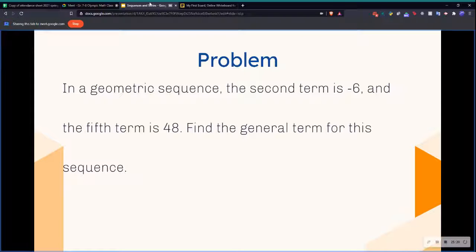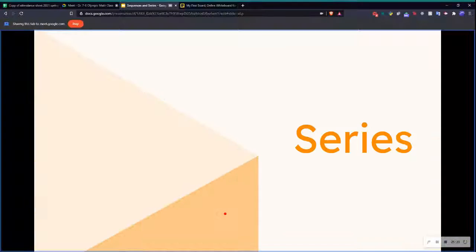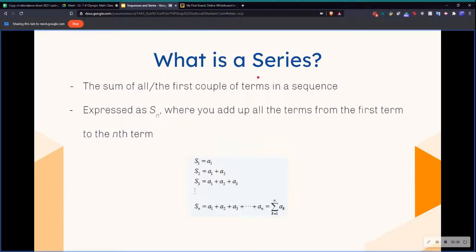Okay. If there are no questions, let's move on to something different. So we looked at sequences in the first part. Now let's look at series. And probably none of you have heard what a series actually is. So let's dive into it. What is a series? A series is basically the sum of all or the first couple of terms in a sequence. Here you can see an example right here. You can take the first term, or the first two terms, or the first three terms. Or you can just do all the terms, so from A1 to A of n, add all those together.